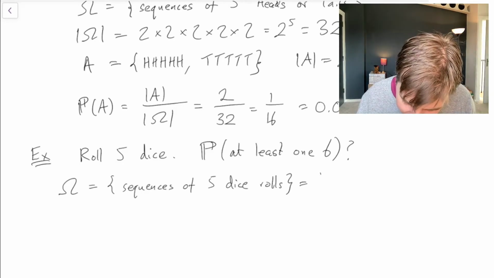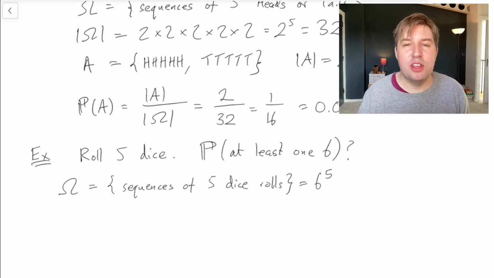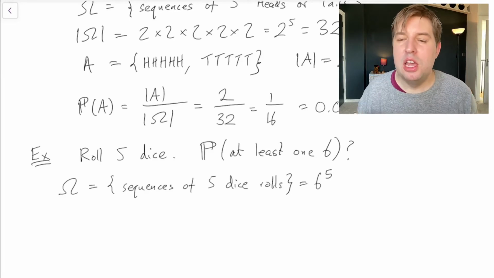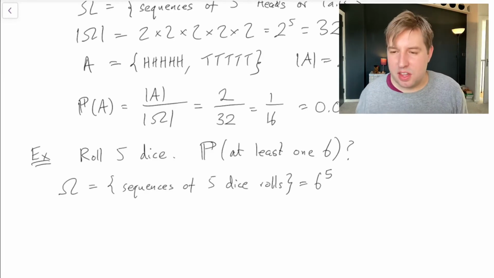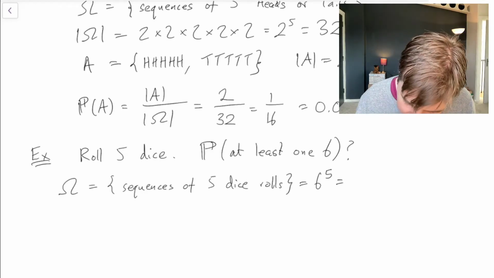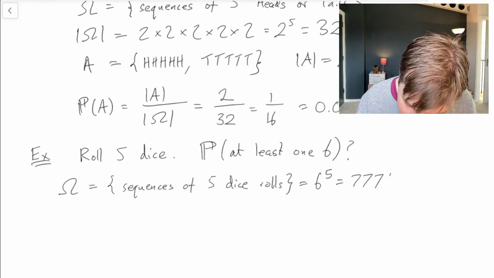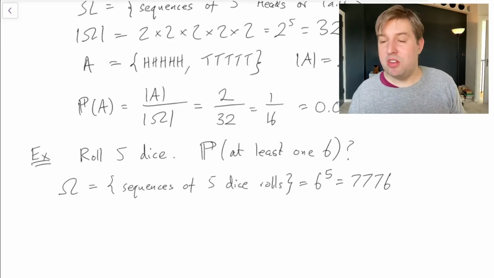So it's clear that that's 6 to the 5, right? For the same reason, by our multiplication principle, we multiply together the choices on each of the 5 dice to get 6 to the 5. And I put that into my calculator earlier. Apparently that's 7,776.